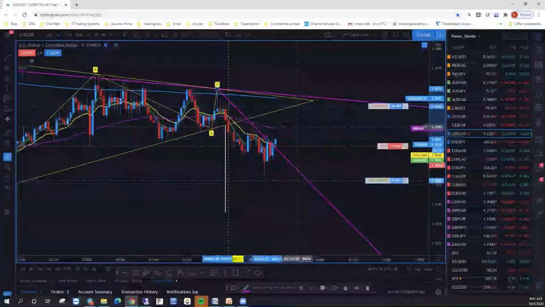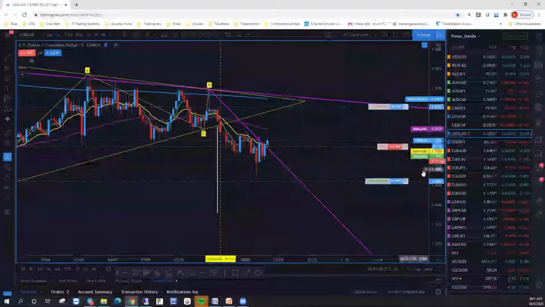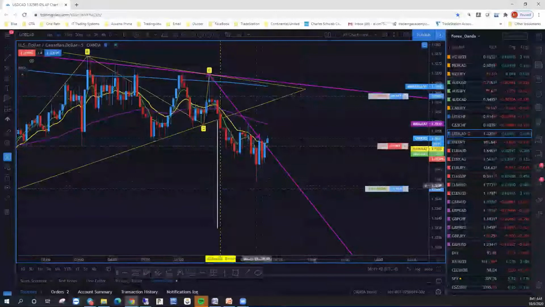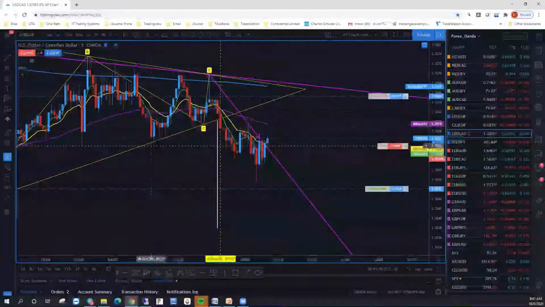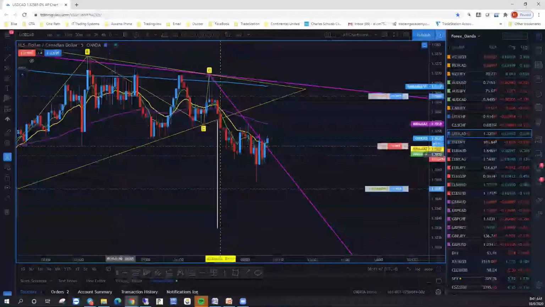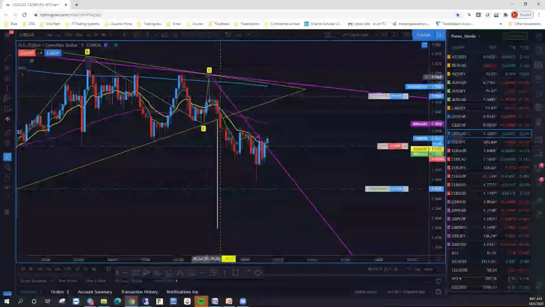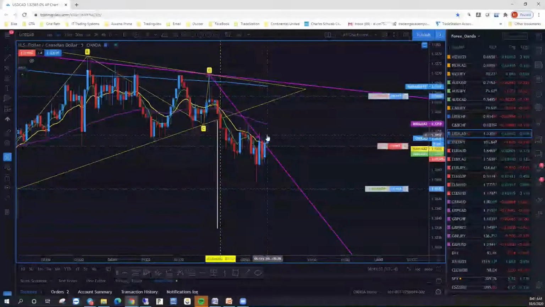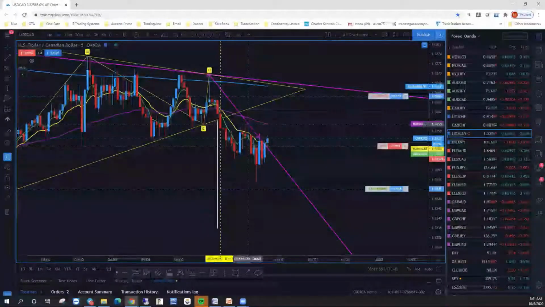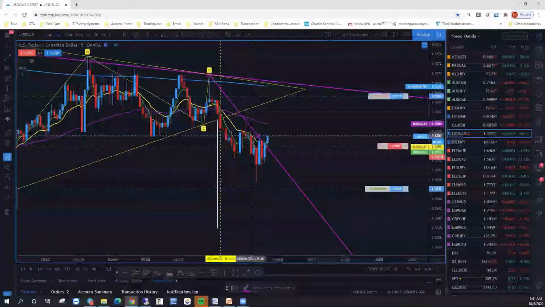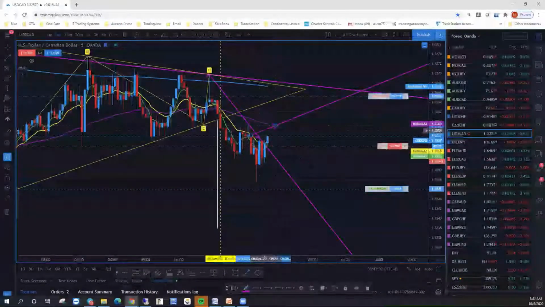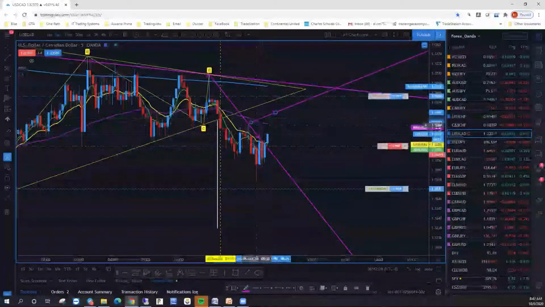If it breaks above the moving average, then I'll probably have to exit the trade and say I should have taken my profits down here. But right now the wedge is still valid. You're still making lower highs. Here's a high, lower high, lower high. Until it breaks this high, it's still in a downtrend. I'm still of the opinion that it'll come down.